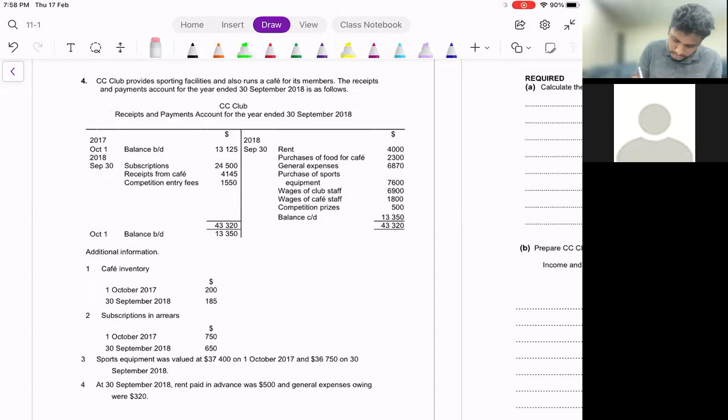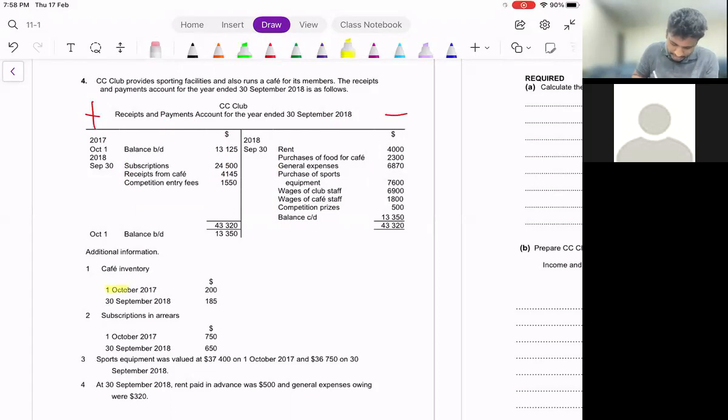The club provides sporting facilities and also runs a cafe. Whenever there's a cafe, definitely there will be a trading account. Later we do that. Receipt and payment account: all these are money in, and all these are money out.